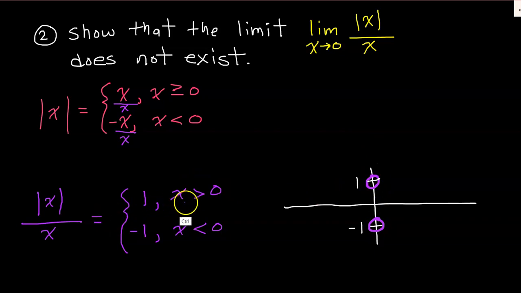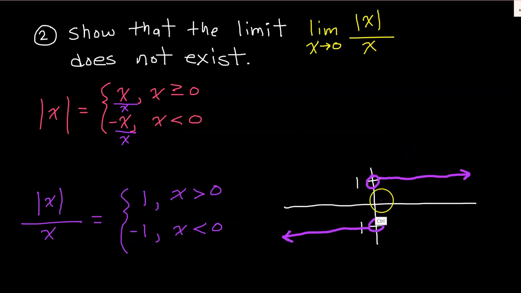So again, when x is greater than 0, the value of the function is 1. So up here, the value of the function is 1. When x is less than 0, or to the left of 0, the value of this function will be negative 1. So that's going to be down here. So here is a sketch of what this function actually looks like.